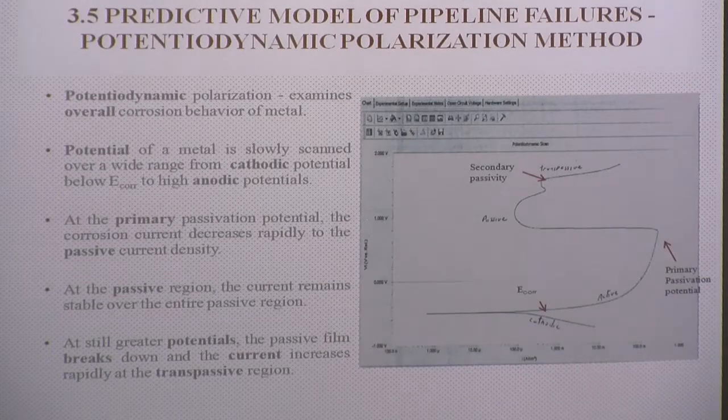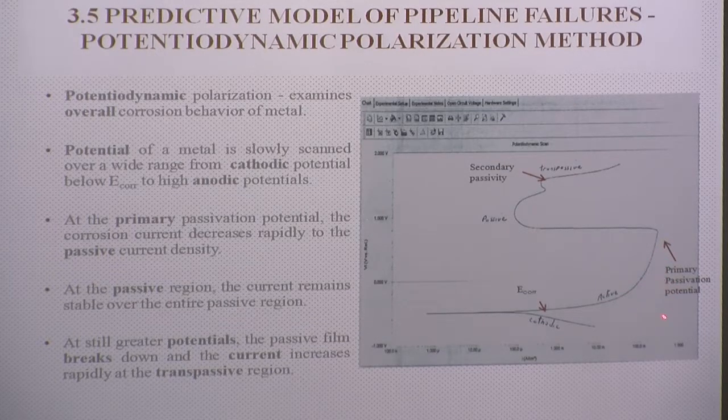The second method is the potentiodynamic polarization method. This method examines the overall corrosion behavior. Right? So what you do is apply a voltage, starting from the cathodic reaction area, and slowly as you apply the potential, the current goes this way. At this point you find corrosion is active, the sample is active here. It reaches a point where it stops, it slows up.